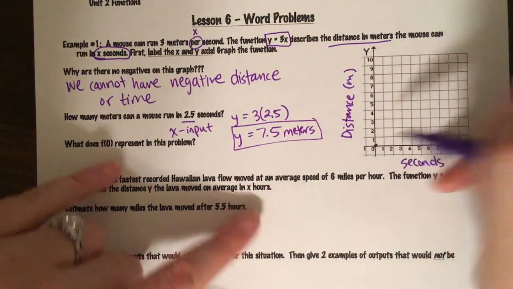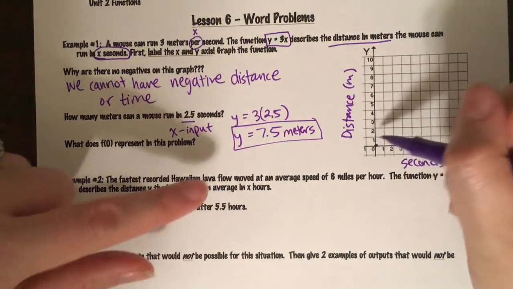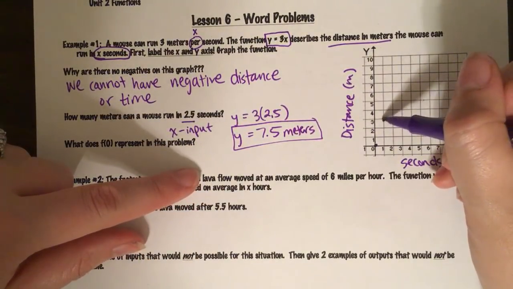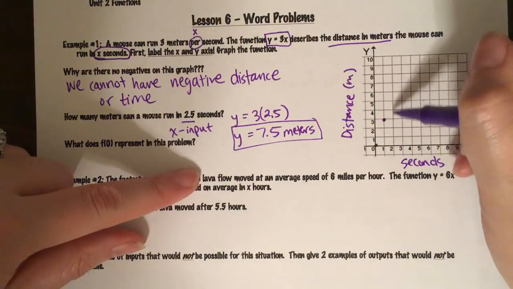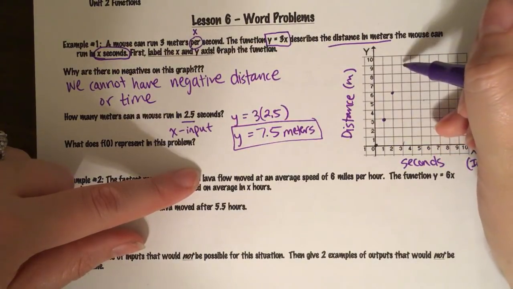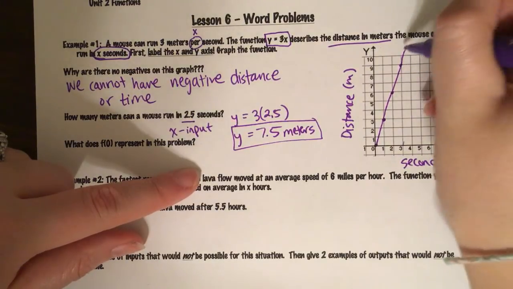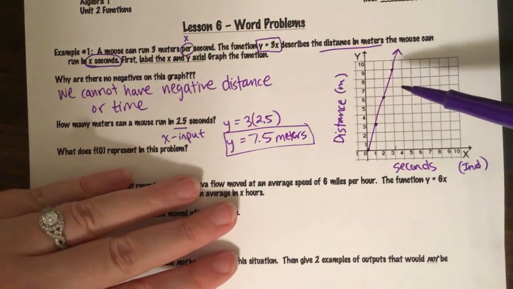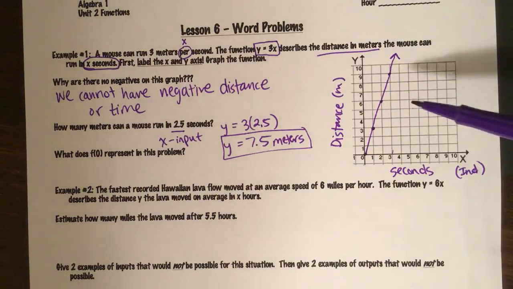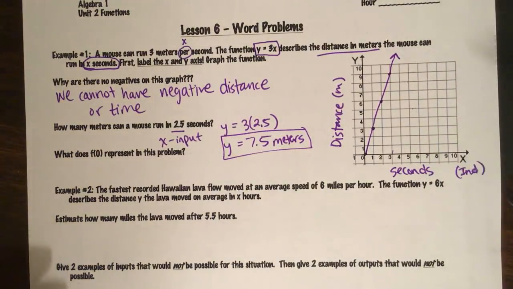So we can go ahead and start to graph this. For every second, he's going to run 3 meters. So 1, 2 goes to 6, 3 goes to 9. So I have a graph here. And also you want to think about, is this going to be discrete or continuous? Well, if I'm modeling time, this is going to be continuous because time is continuous.